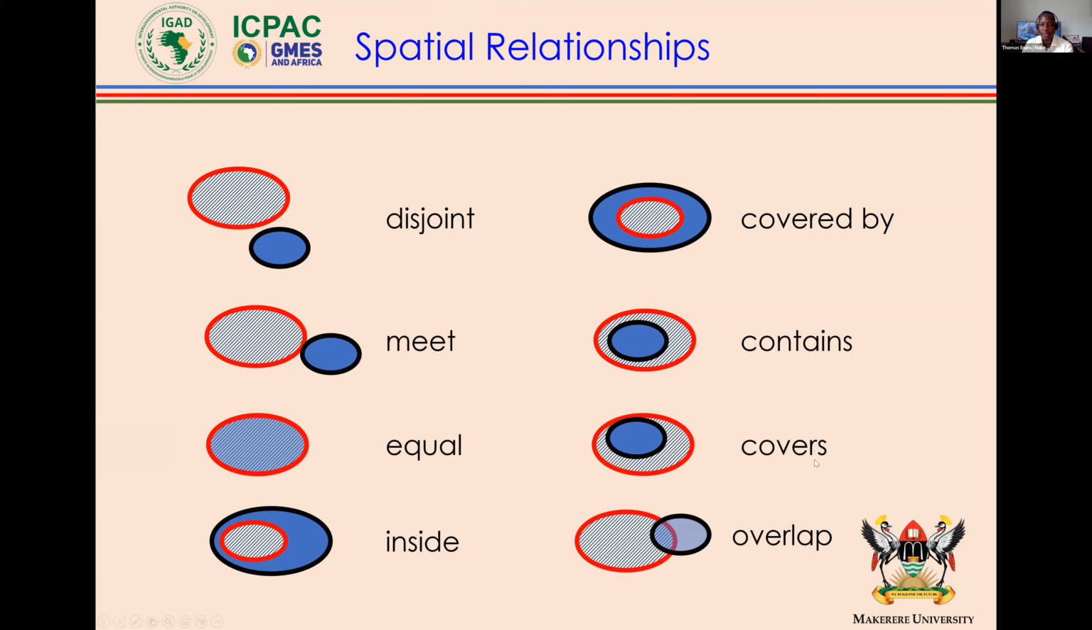Another is covers. It's just covering this. And as you can see, it almost looks like inside, but the difference is that the inside polygon is touching the boundary on the inner side. For the meet case, it is touching on the outer end. An overlap, you can just see that there's an overlap between the two polygons.